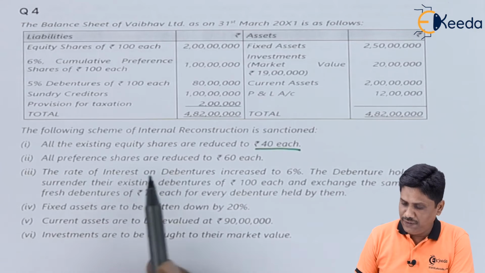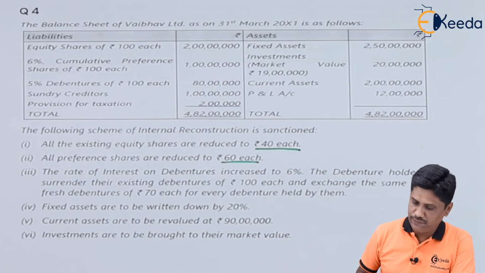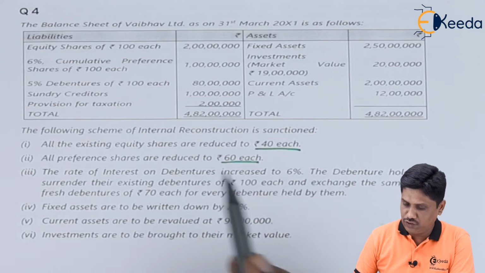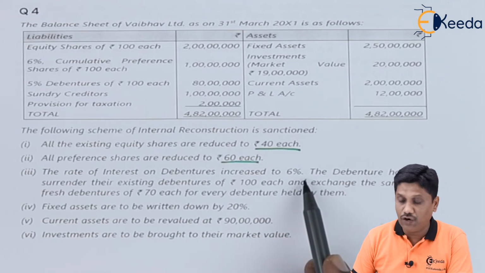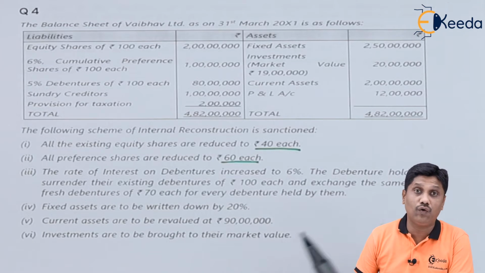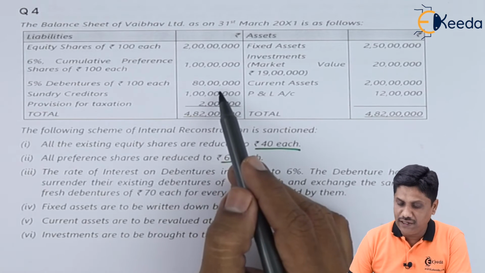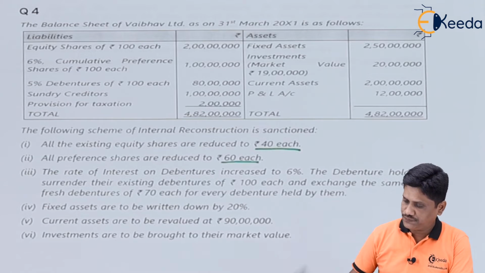Then they are saying all preference shares are reduced to rupees 60. So I can say they are reduced by rupees 40. The rate of interest on debentures is increased to 6%. The existing debentures' interest rate is 5%. It is changed or increased to 6%. So I can say old debenture account debit to new debenture account, and the amount is of course the same at the minute. We will see if any other information is provided.